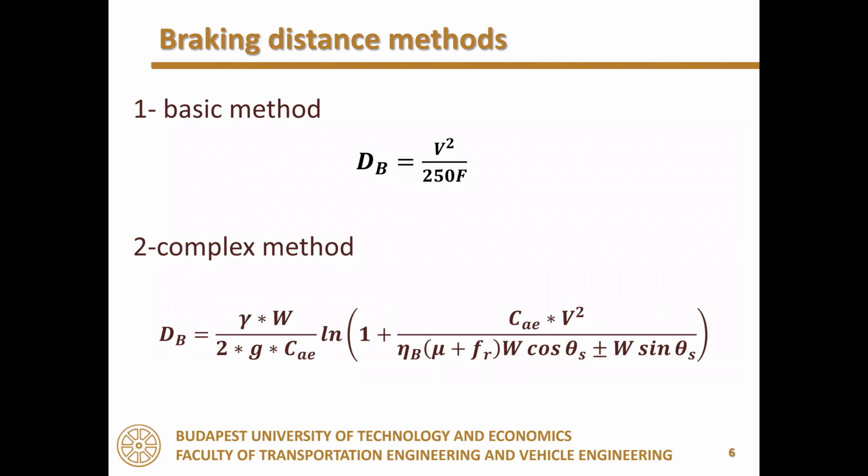In this paper, two methods are used for calculating the braking distance, as shown in this slide, the basic method and the complex method. For the basic method, we will consider good tires and brakes. In this method, just velocity and friction are considered in order to calculate the braking distance. While in the case of the complex method, it is based on vehicle dynamics, road conditions, and external variables, as shown in this equation.